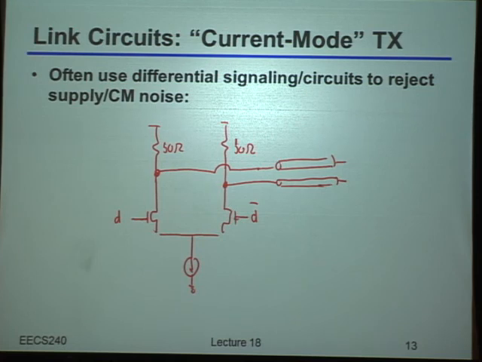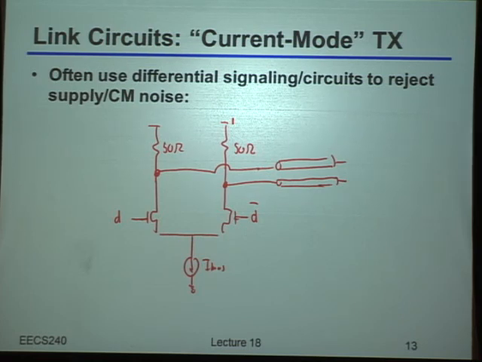Okay? So the idea here is quite simple. If I have some bias current, what I'm going to do is, for example, if the data is a 1, I'll steer that bias current into this left-hand side. And if the data is a 0, I'll steer it into this right-hand side. Okay? And based upon that, I'll create a differential voltage signal.